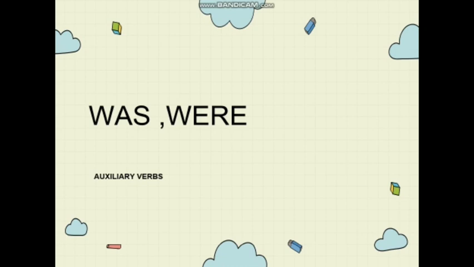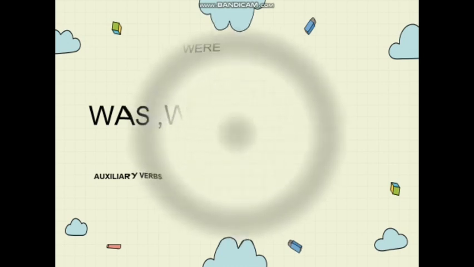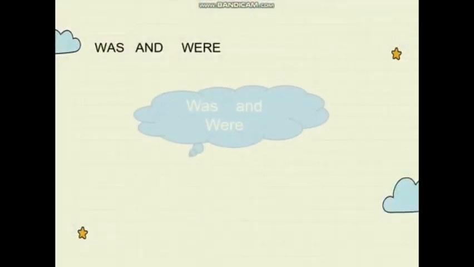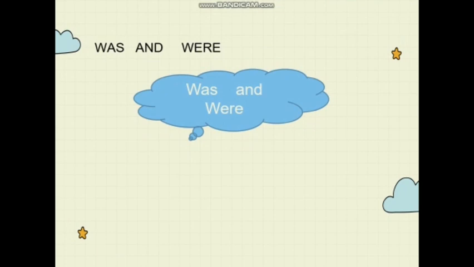Children, today we are going to do a topic of English grammar where we are going to study about the auxiliary verbs was and were. Now, where and how we are going to use was and were, let's find out.